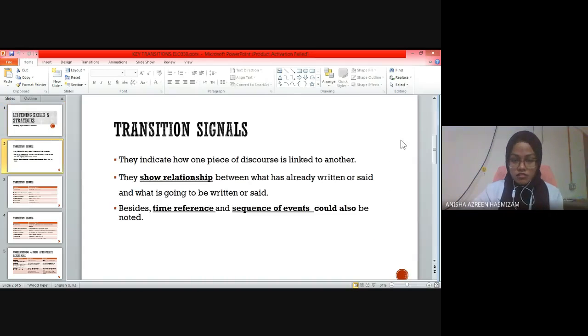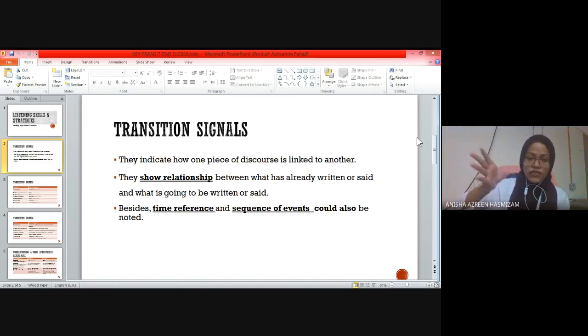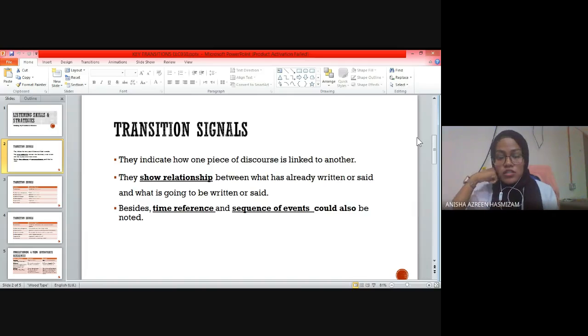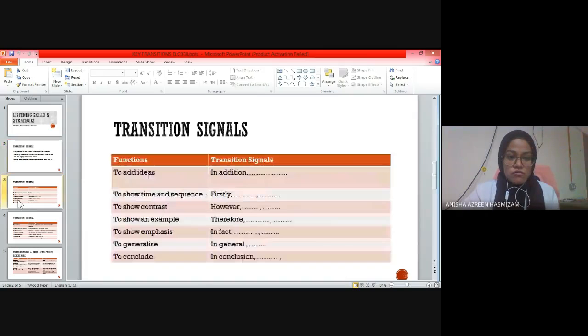Okay, the transition signals, they indicate how one piece of discourse is linked to another. Okay, like main idea one, macam mana dia nak sambungkan kepada main idea tu, tak nak bunyi dia awkward sangat. Jadi dia pakai discourse markers ni, penanda wacana. Macam mana when you are writing in bahasa, it's the same thing, penanda wacana, to make sure that the flow of ideas is nice. Okay, they show the relationship between what has already been written and said and what is going to be written or said. Okay, it's to maintain the idea, to make sure the idea flows nicely. Besides, time reference and sequence of events could also be noted. Okay, so we'll move on to this one.